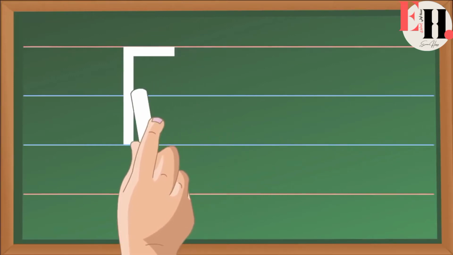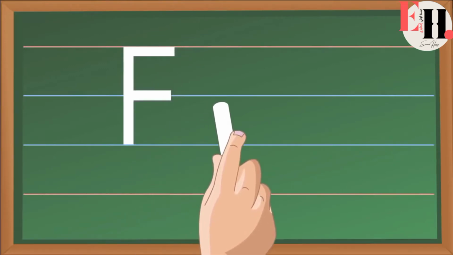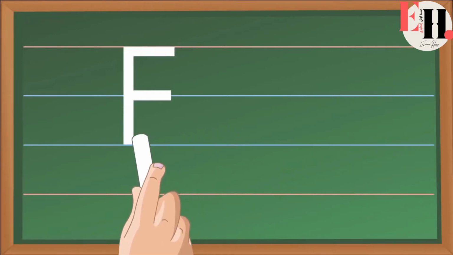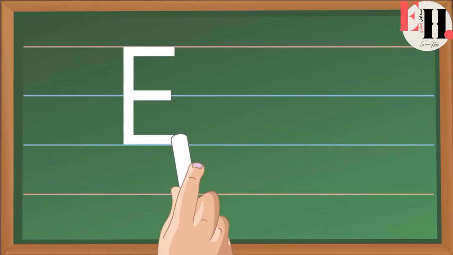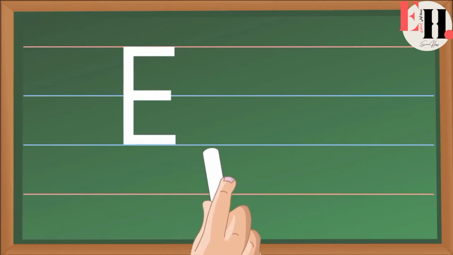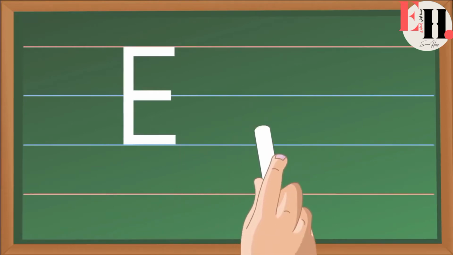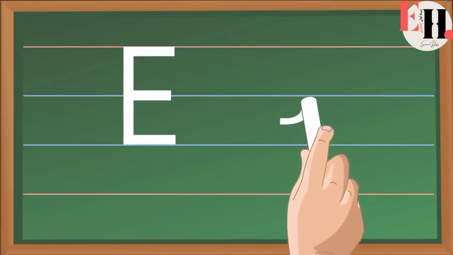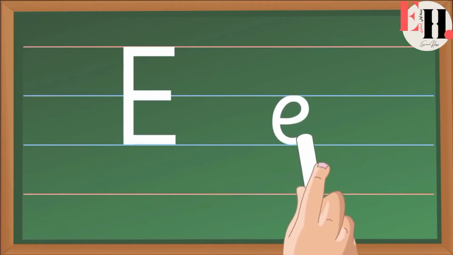Then go to the middle and draw another line. Lastly, go to the bottom and draw one more line in the same way. Small e. Start below the middle, making a loop, and continue to make a curve to reach the bottom.